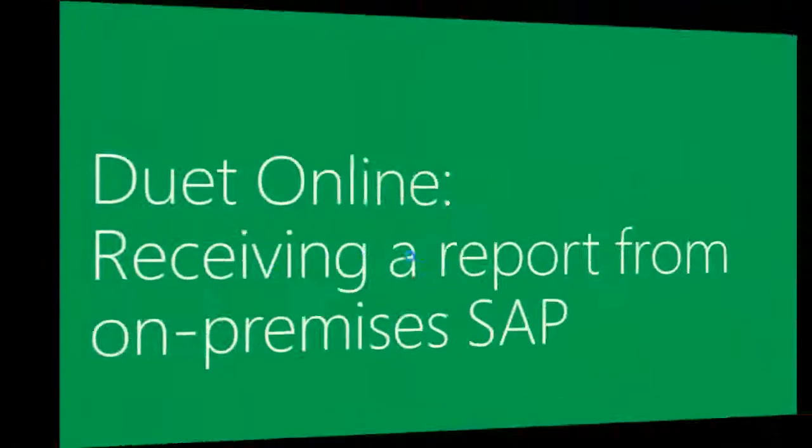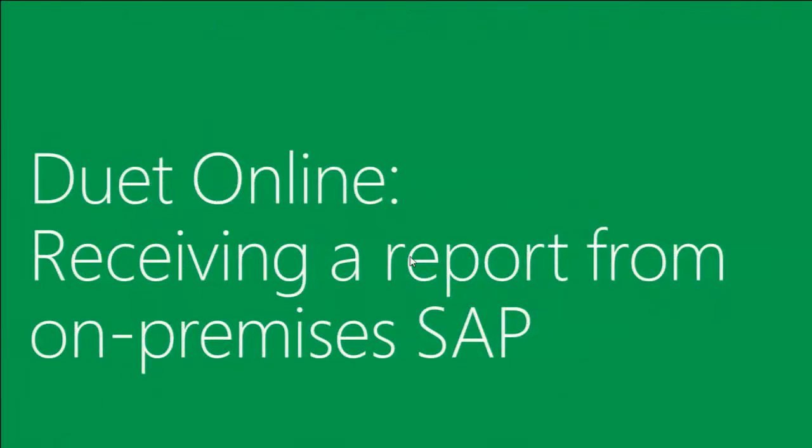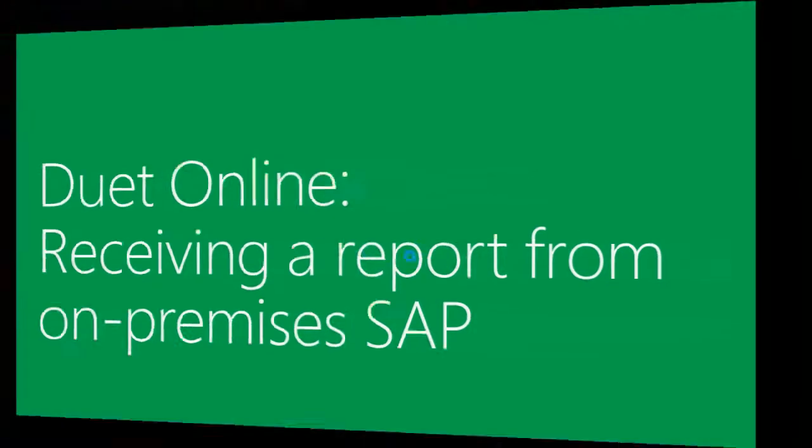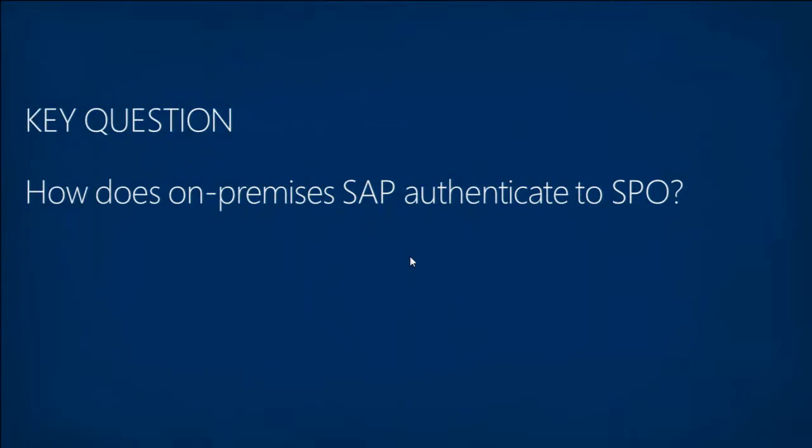Now, once you do that, at this point what you have is you've set up a tenancy in Office 365. The Office 365 tenancy now knows that you have an SAP on premises. Connection has been established, and you now want to use that connection. So I'm going to show you a couple of different scenarios. The first scenario is where you receive a report in SharePoint Online from on-premises SAP. Now, before I show you the demo, the key question that we need to answer is, how does an on-premises SAP system authenticate to SPO?